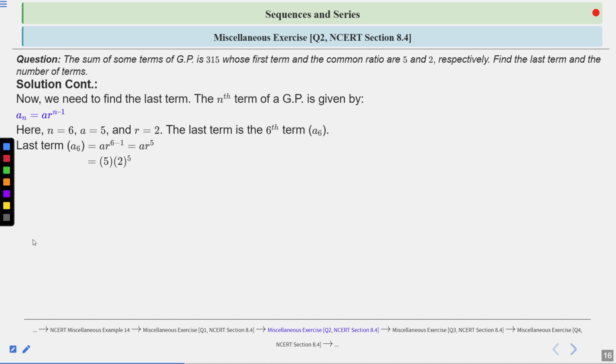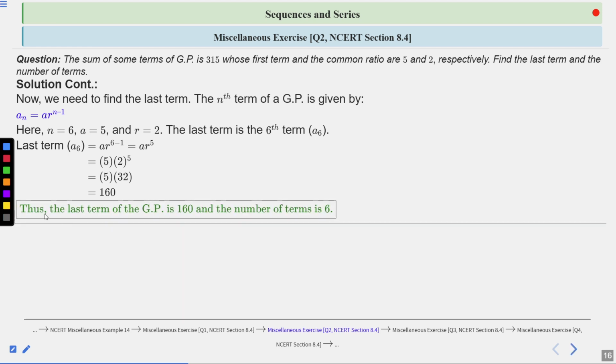Putting the values of a and r in this formula, this is equal to 5 times 2 power 5. After some easy calculation, we can write it as 5 times 32. This is equal to 160. Thus the last term of the geometric progression is 160 and the number of terms is 6. So student, this is the required solution for the given question number 2.